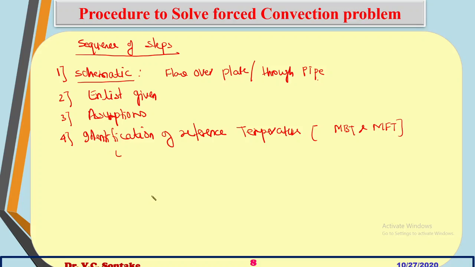That depends upon the type of flow. The thumb rule is, if external flow is there, mean film temperature is taken as reference temperature, and if internal flow is there, mean bulk temperature is taken as reference temperature. This is the thumb rule, unless otherwise mentioned.